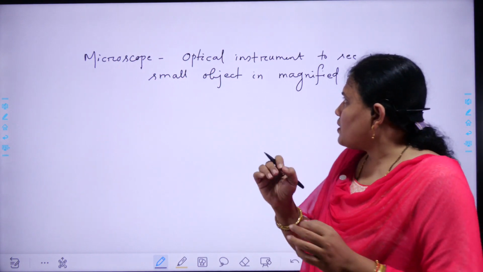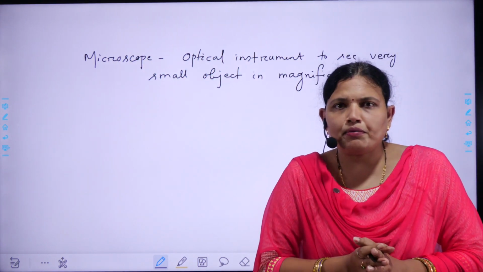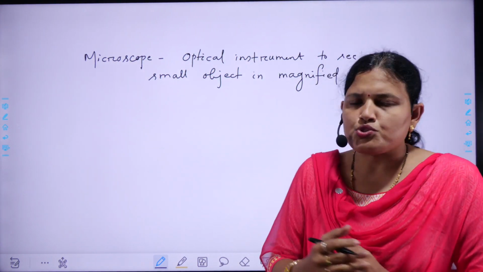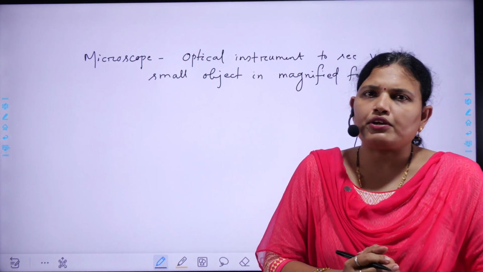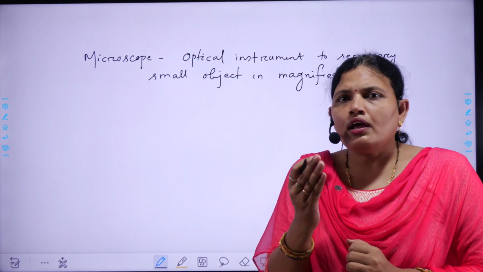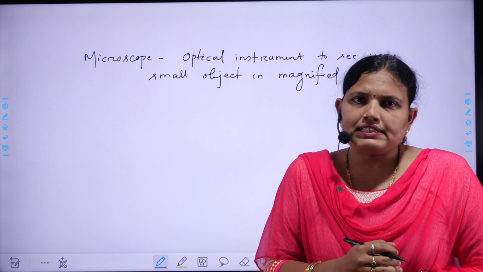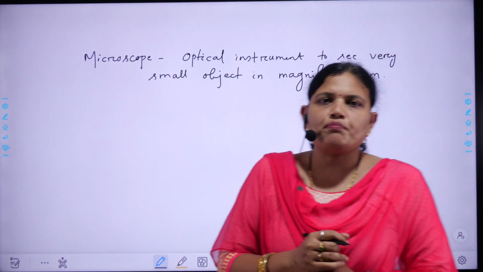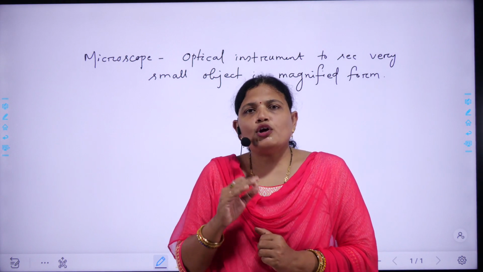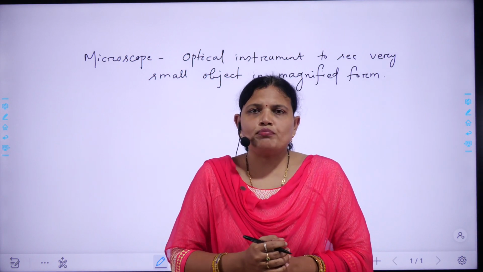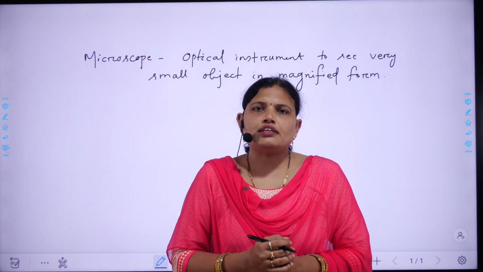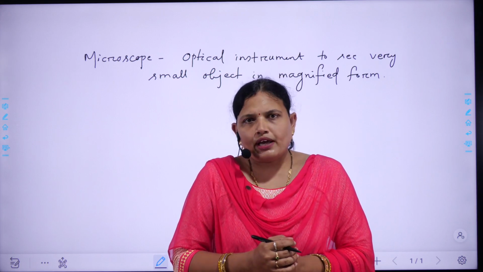The instrument we need to see a small object in magnified form is known as a microscope. In a microscope we generally use a lens. So if a single convex lens is used, then it is known as a simple microscope, and if two or more than two convex lenses are used, then it is known as a compound microscope.